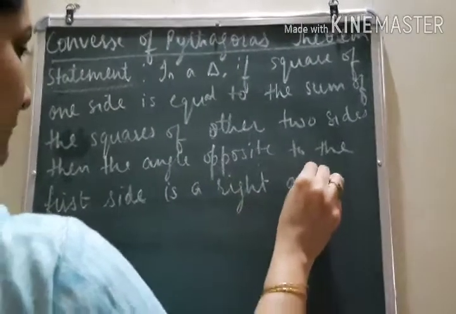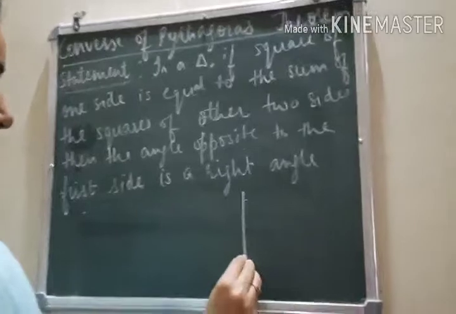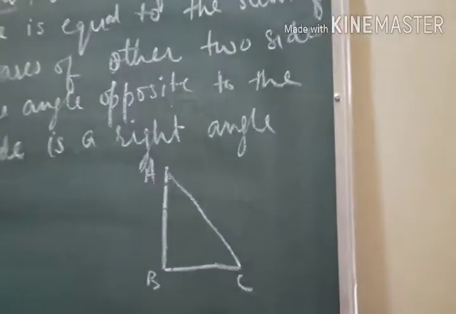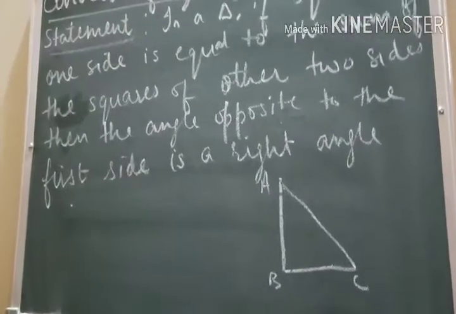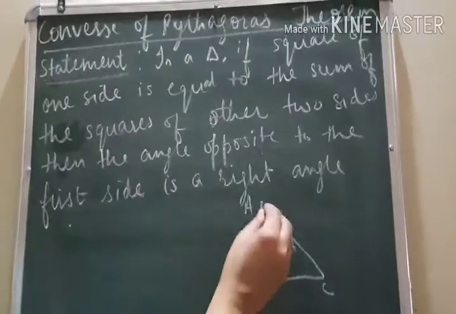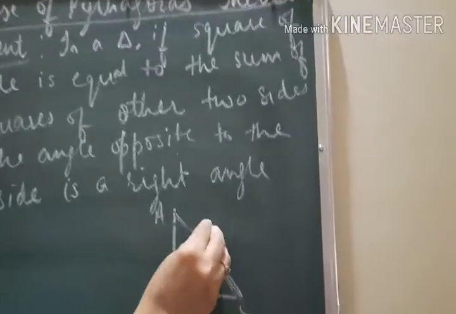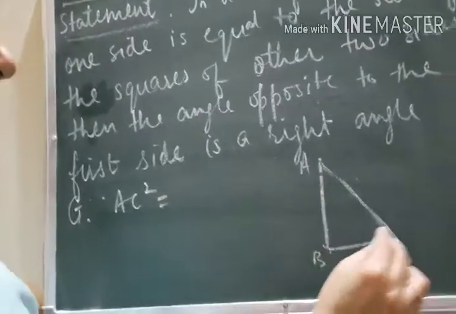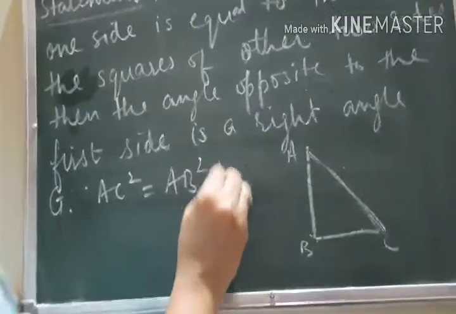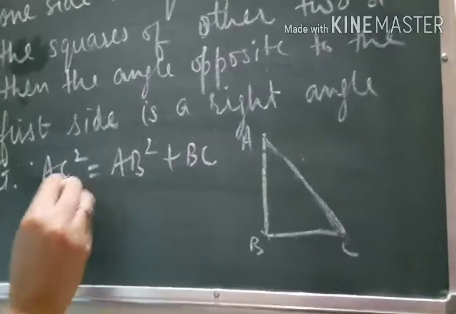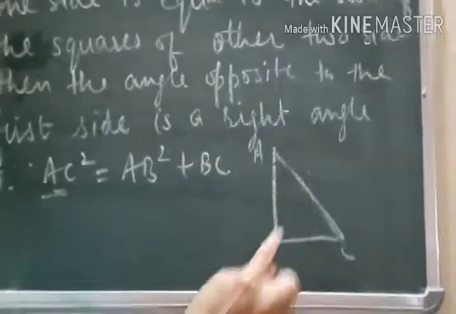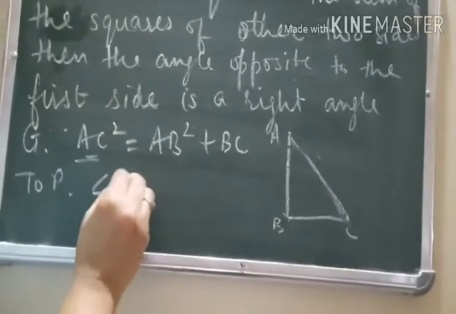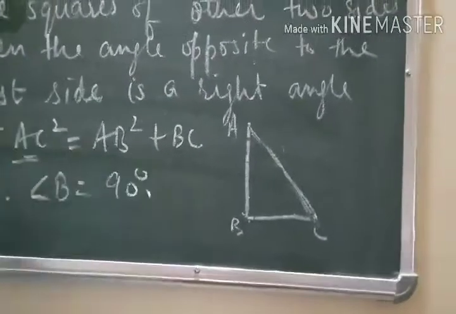What does this mean? Suppose I have taken this triangle ABC. This is not a given right triangle, it is just a triangle. Now, in a triangle, if the square of one side, that is if I take AC square, is equal to AB square plus BC square, this is given, then for the first side which you have taken, AC, which angle is opposite to it? The angle opposite to AC is angle B. So angle B will be equal to 90 degrees. This you have to prove.